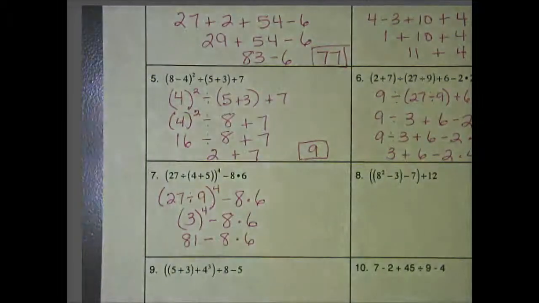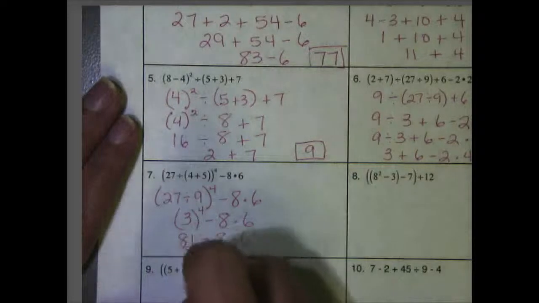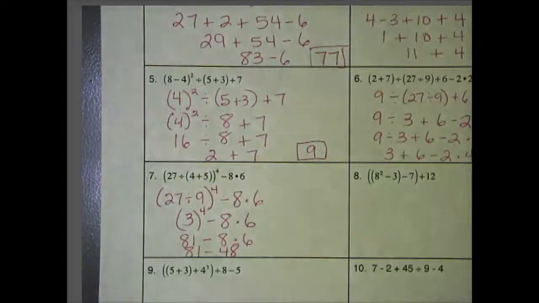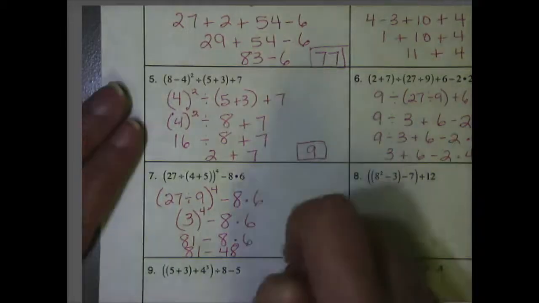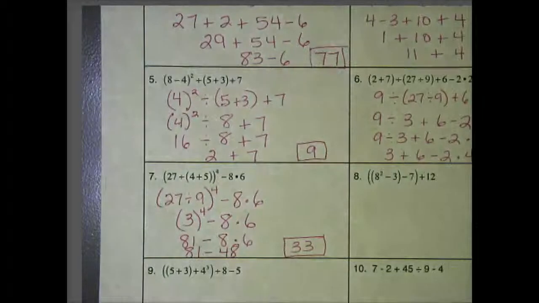So we've done grouping symbols, we've done our exponents. Now we look for division or multiplication. I have 8 times 6, so 81 minus 8 times 6 is 48. 81 minus 48 is going to be 33. So the answer to problem number 7 is 33. Let's take a look at number 8.